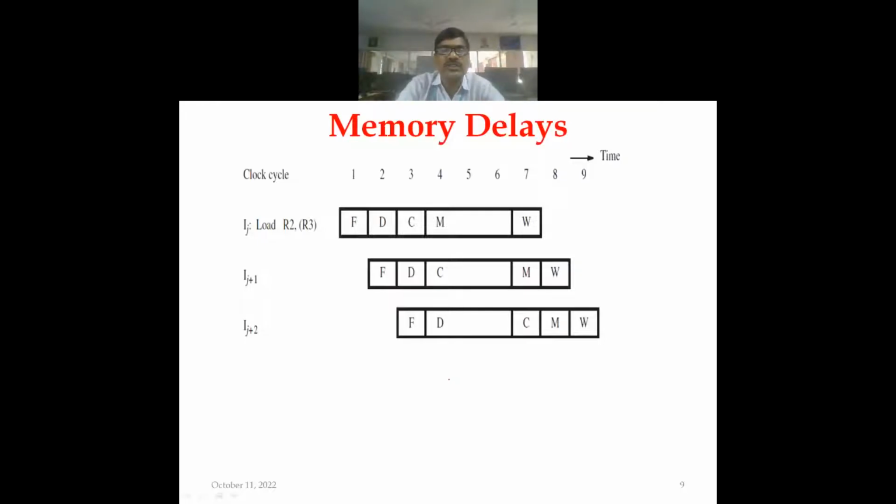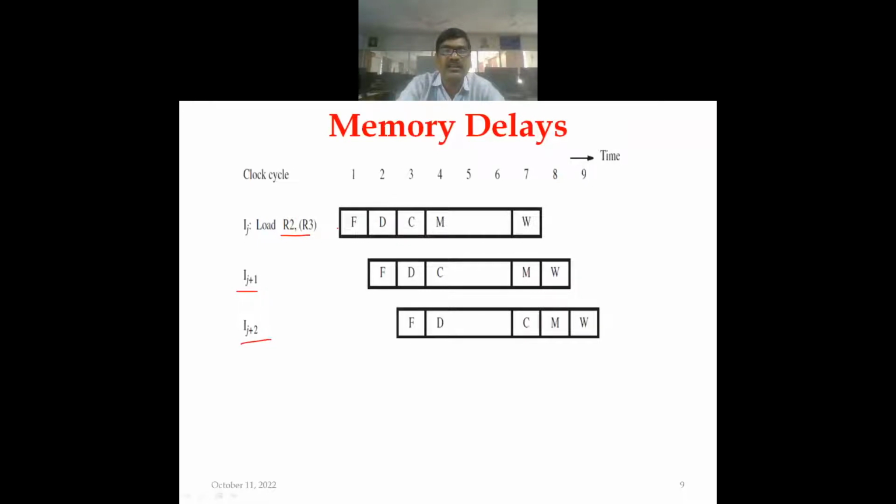So now coming to the memory delays. This is what we are calling the memory delays here. If you take the clock cycles, 1 2 3 4 and so on. This is an instruction Ij, which is a load R2, R3. This is the Ij plus 1 instruction, and Ij plus 2 instruction.